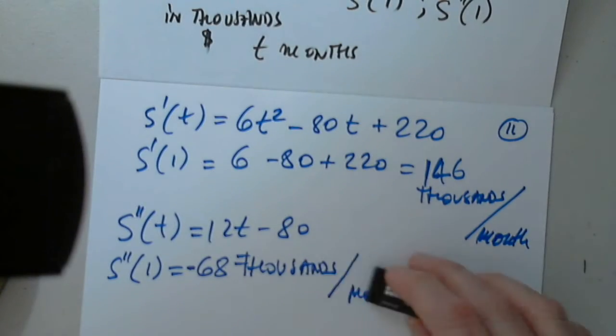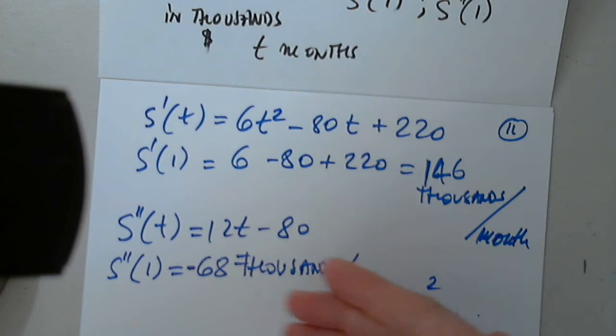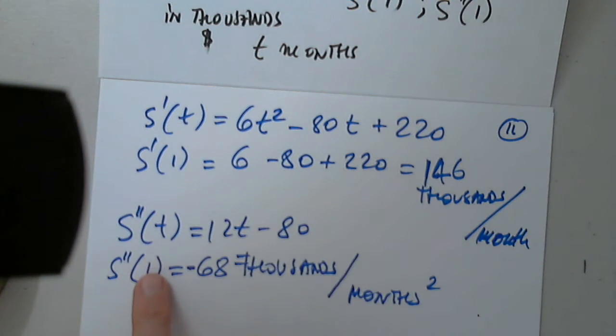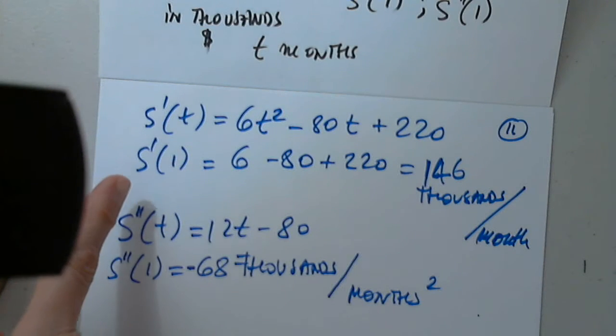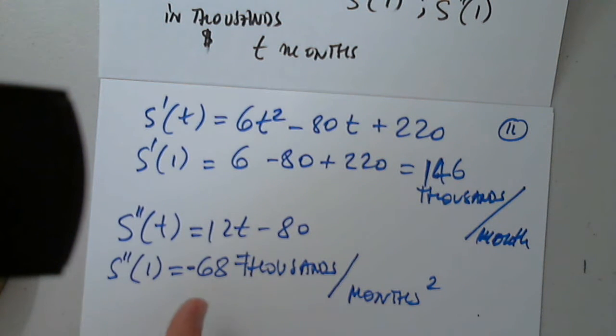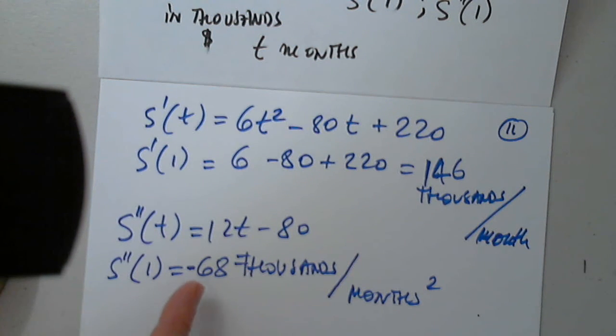What kind of measurement unit is this? Well, that is the correct measurement unit. What we are really interested in is to realize that the rate of acceleration of the sales is negative now. So this is not increasing anymore. Its rate of change is decreasing. So this is what is important.